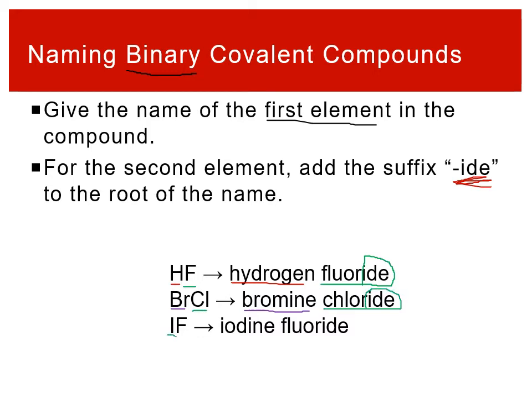Similarly, Br is bromine, and Cl becomes chloride. I is iodine; it's first, so we don't change the ending. F is second, so that becomes, again, fluoride. One thing to note: I don't expect you to be able to come up with this order. There is a rhyme and reason to this, but I do expect you to maintain it. If you have HF, that is hydrogen fluoride. If you have hydrogen fluoride, it should stay HF. Those orders should be maintained when you go back and forth between formula and name.